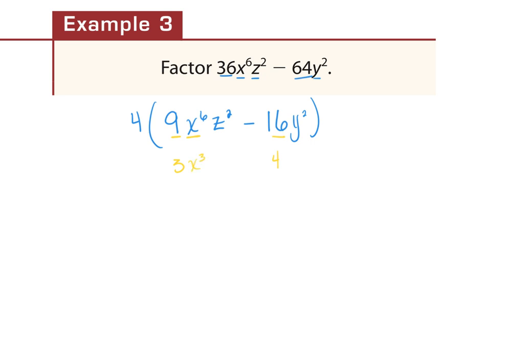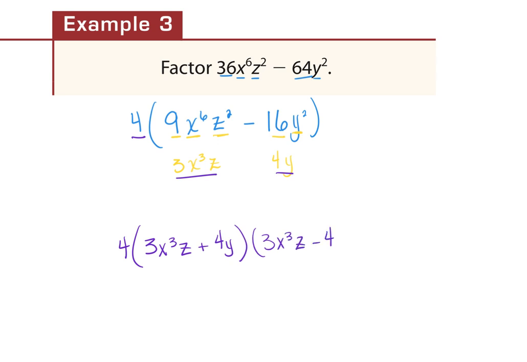All right? The perfect root of z squared then is 2 divided by 2, which is just z to the first power. What is the perfect root of y squared then? All right, that tells me what I'm going to plus and minus. That tells me what I'm going to use there. I'm going to leave the 4 out. And then I'm just going to use these two with plus and minus. 3x cubed z plus 4y. 3x cubed z minus 4y.